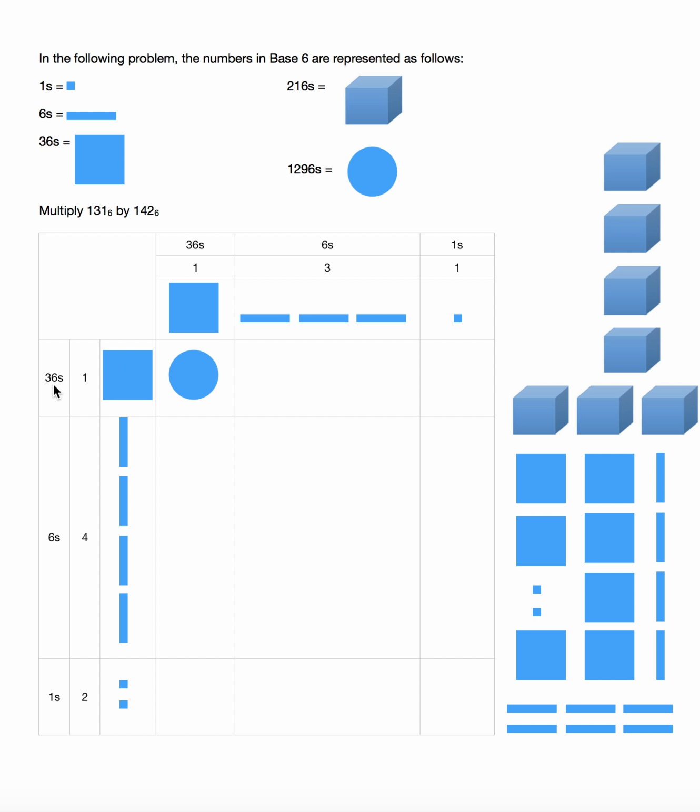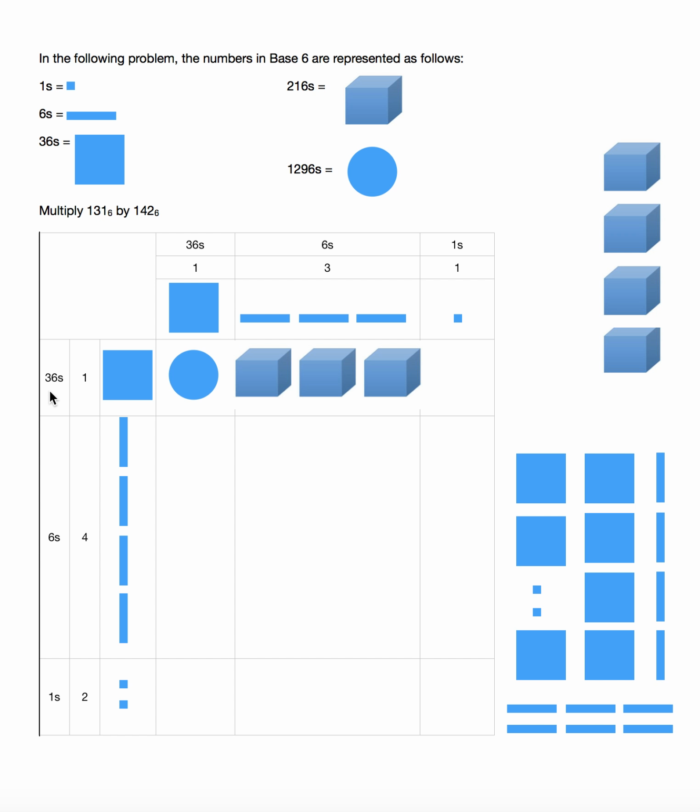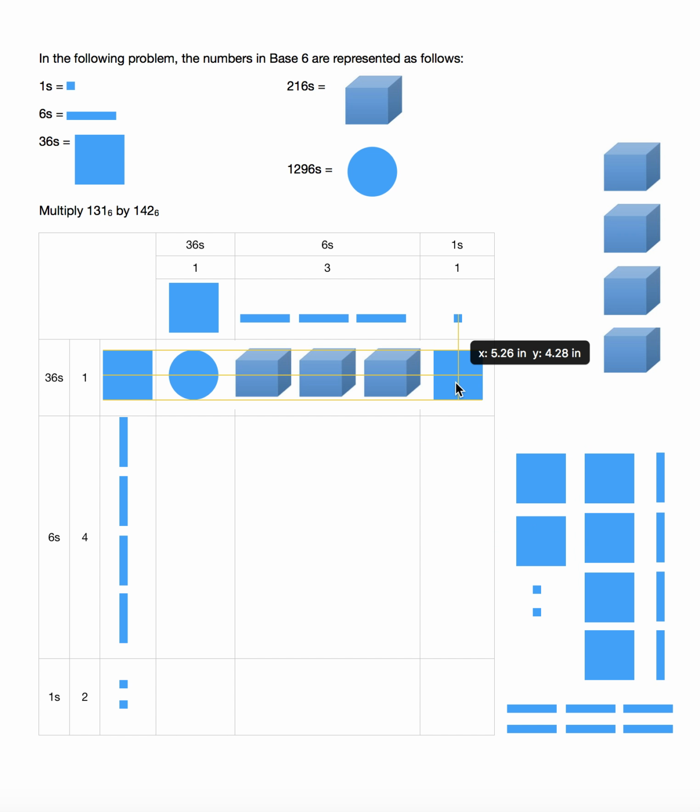Next we look at the 1 in the 36's place times the 3 in the 6's place. When you multiply a flat times a rod, you're going to get a 216, and there will be 3 of them. So here I have 3 216s. And then over here, we have a 1 in the 1's place times a 1 in the 36's place, and that will give us just a flat. So we'll get a flat right there, representing 1 in the 36's place.